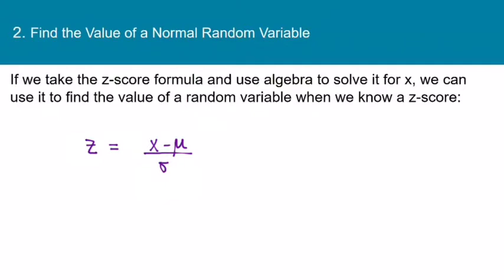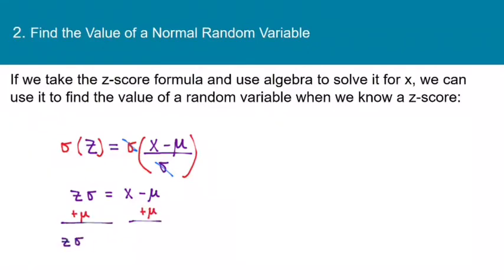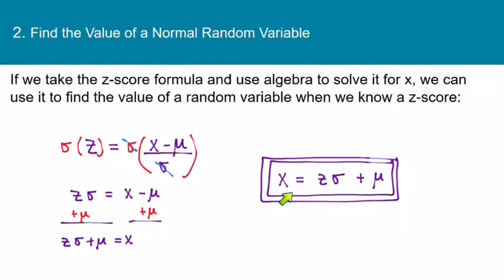So don't panic about the algebra, but let's just walk through this together. If we wanted to isolate the x, the first thing we would have to do is multiply both sides of the equation by sigma. That would let the sigmas cancel out, and that would give me sigma times z equals x minus mu. Now remember, I'm trying to isolate x, so now I'm going to add mu to both sides, and that's going to give me z sigma plus mu equals x. So that's our new formula, x equals z times sigma plus mu.